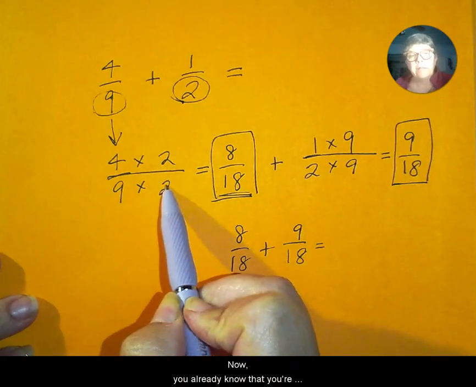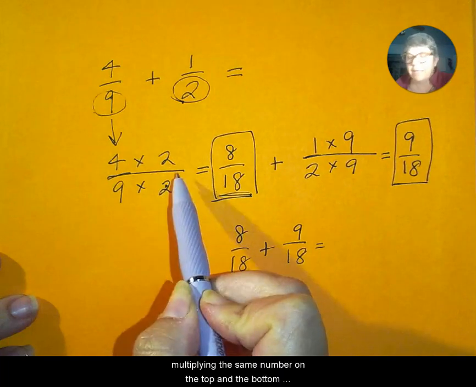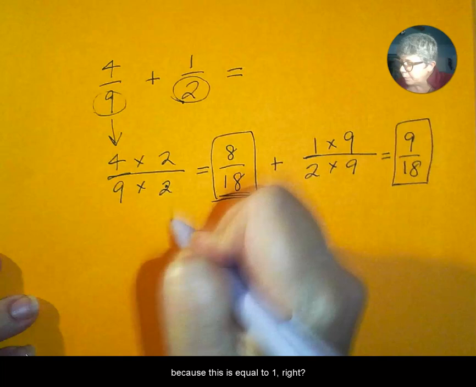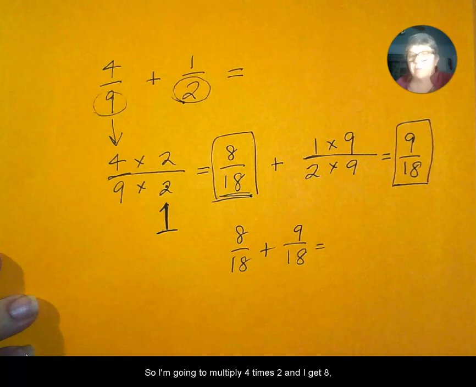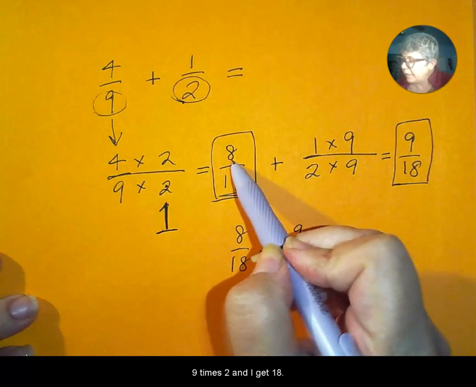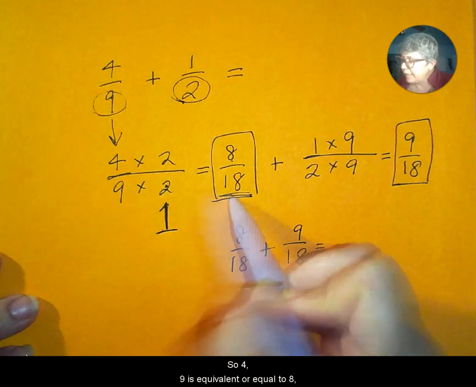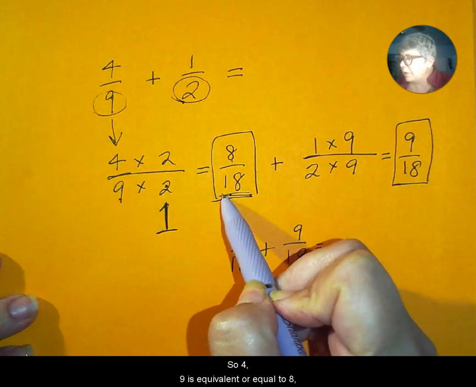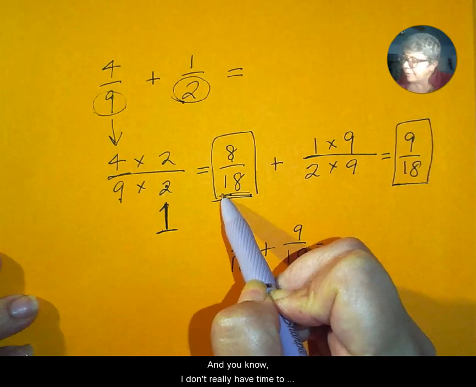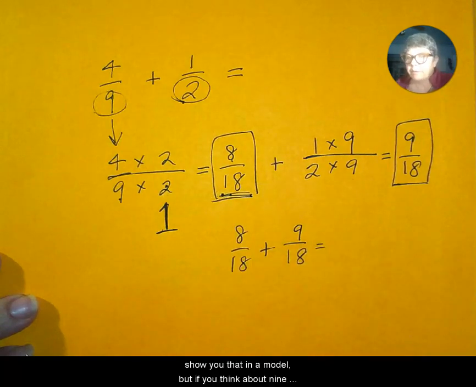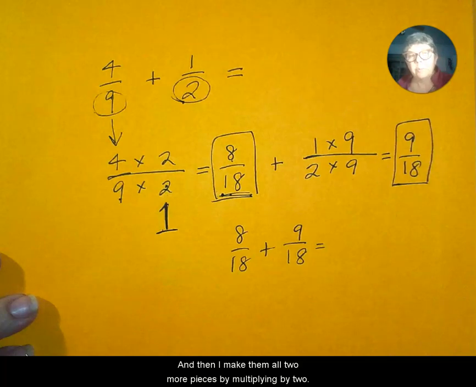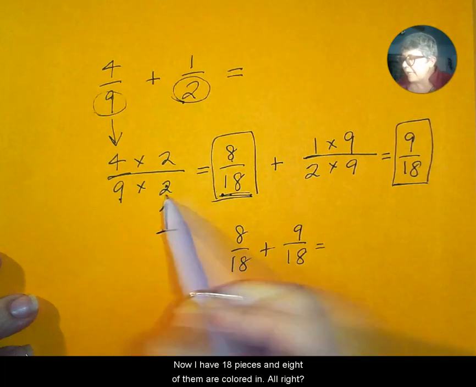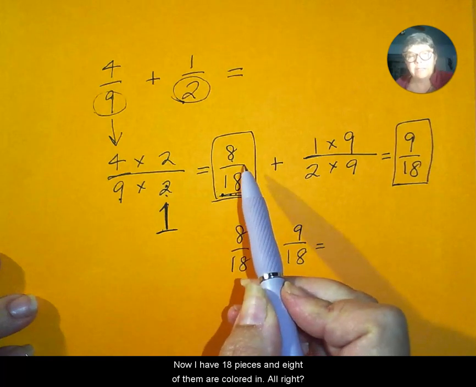Now, you already know that you're multiplying the same number on the top and the bottom because this is equal to 1, right? Any number over itself is equal to 1. So I'm going to multiply 4 times 2 and I get 8, and 9 times 2 and I get 18. So 4/9 is equivalent or equal to 8/18, right? And you know, I don't really have time to show you that in a model, but if you think about 9 pieces and 4 of them are colored in, and then I make them all 2 more pieces by multiplying by 2, now I have 18 pieces and 8 of them are colored in, all right?